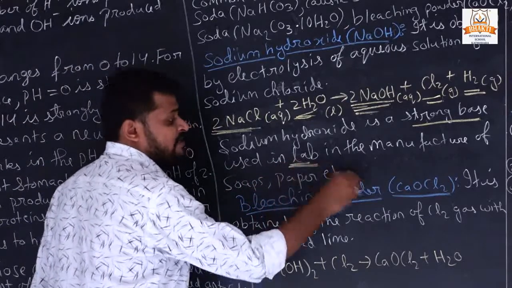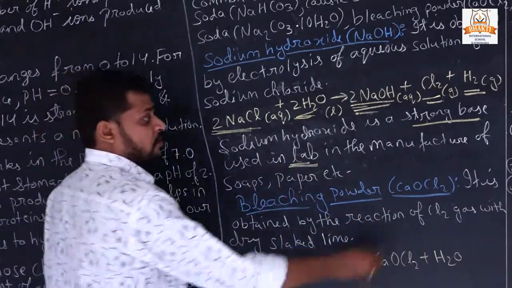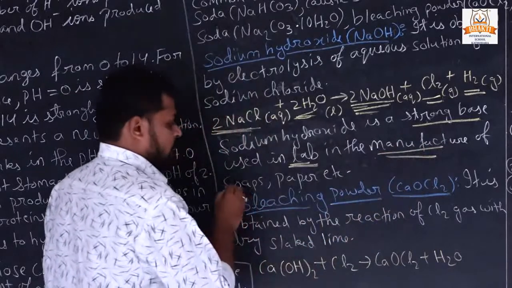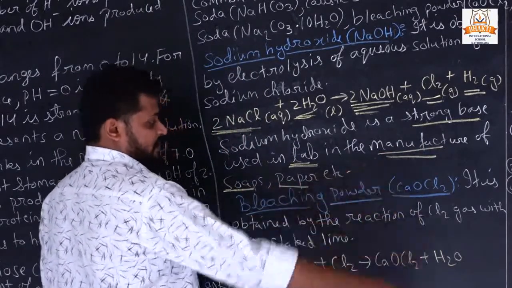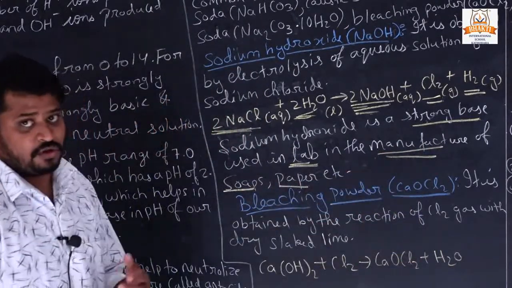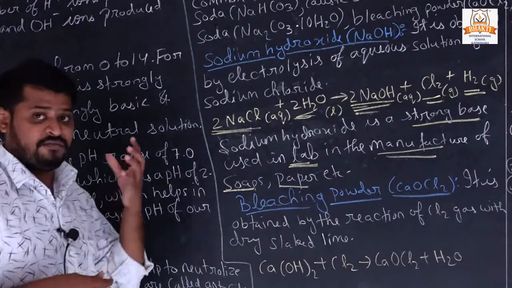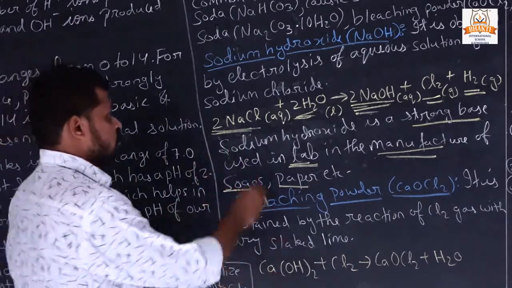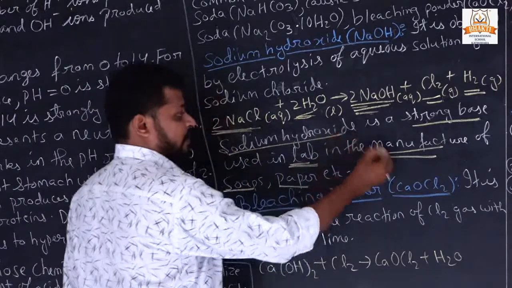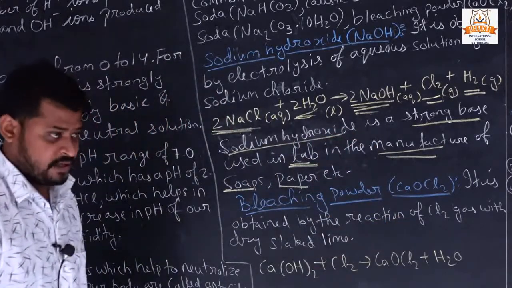Where are we using this? In the lab, and for the manufacture of soaps, paper, etc. For detergent, soap and paper, for manufacturing these products we use sodium hydroxide, and it is a strong base.